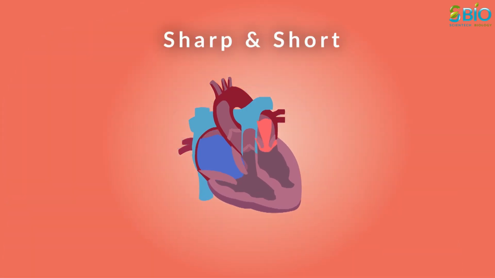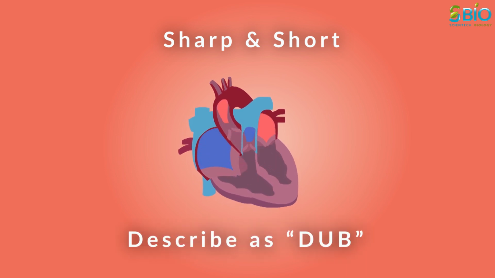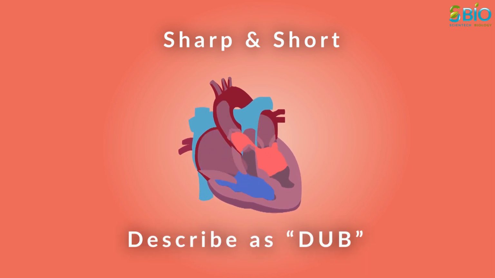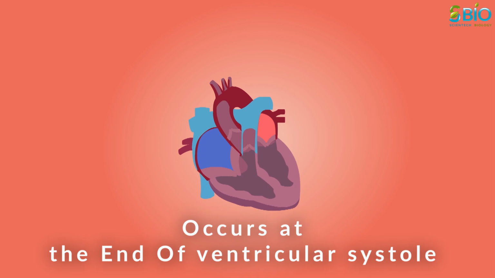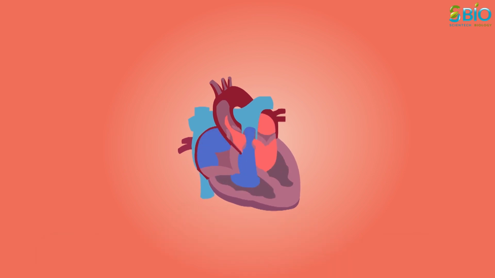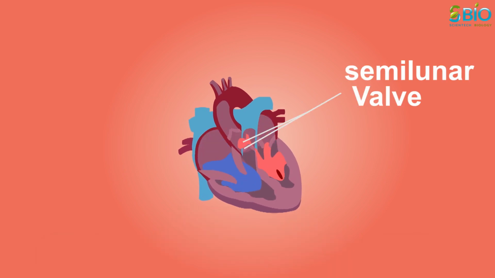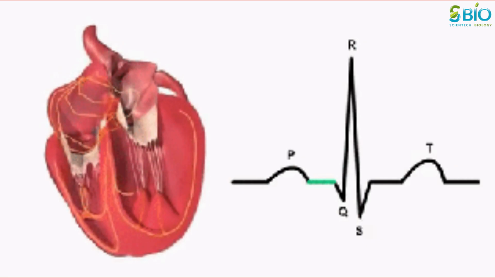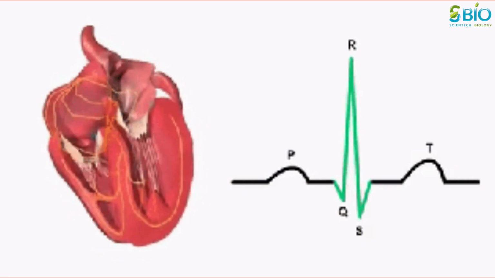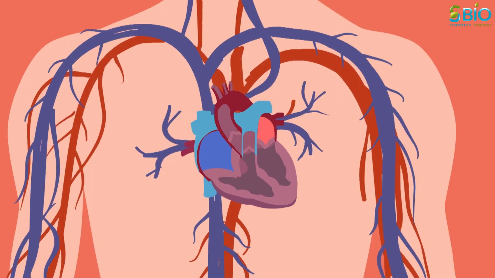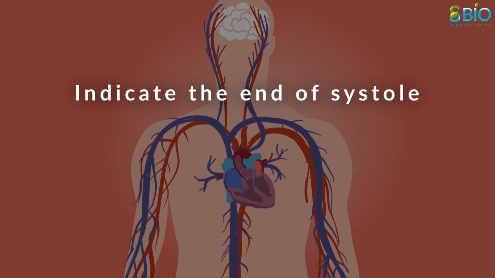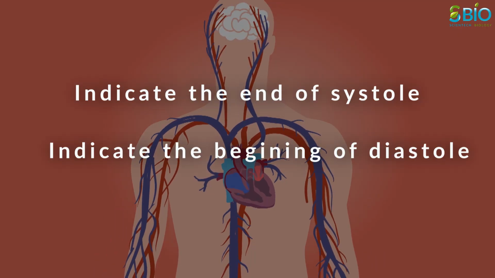The second heart sound is sharp and short, usually described as a dub. The second heart sound occurs at the end of ventricular systole. The second sound is generated due to the closure of the semilunar valves and it coincides with the T wave of the ECG. The second sound indicates the end of systole and the beginning of diastole.